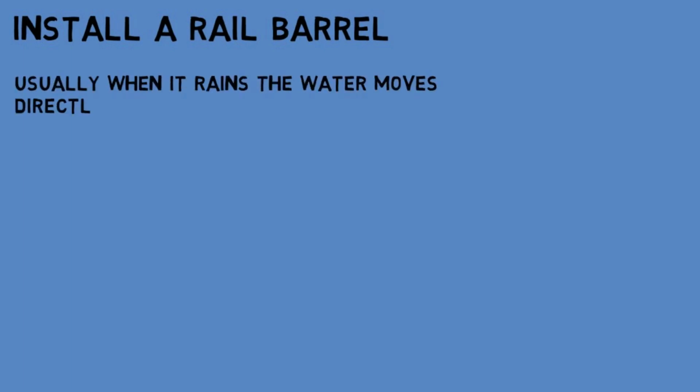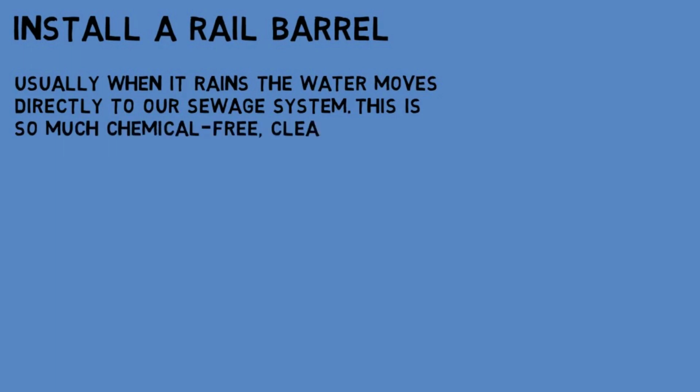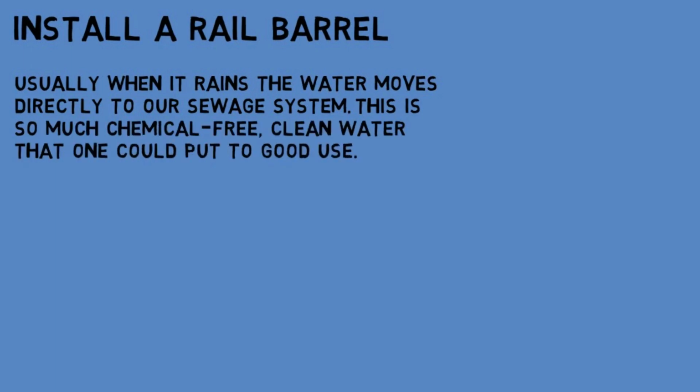Install a rain barrel. Usually when it rains, the water moves directly to our sewage system. This is so much chemical-free, clean water that one could put to good use.